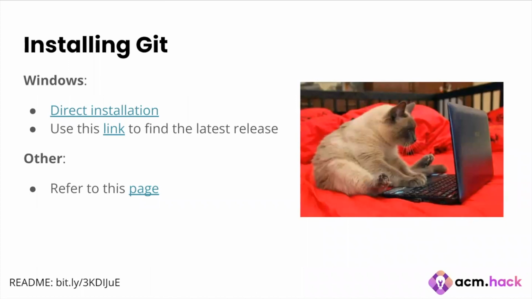On the slides, the exe file is linked on the first bullet point, but if you happen to be watching this workshop a long time after the hackathon has happened, you'll want to use the second link to find the latest release version of Git. And then for others, if you want more detailed instructions on how to install Git relating to your own OS, you'll want to refer to the page linked in the other section.